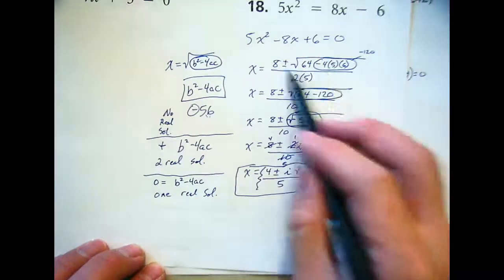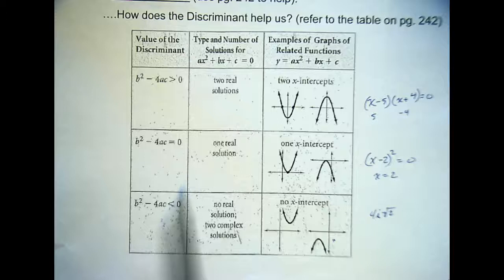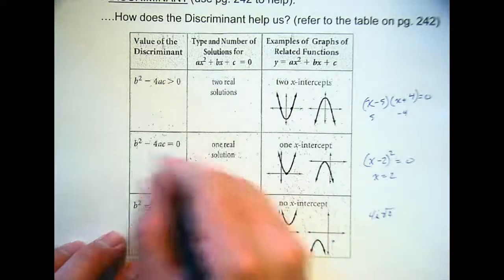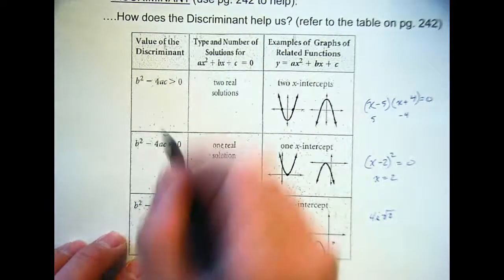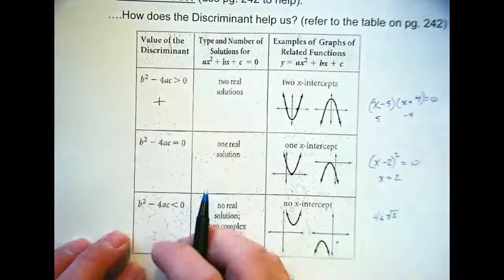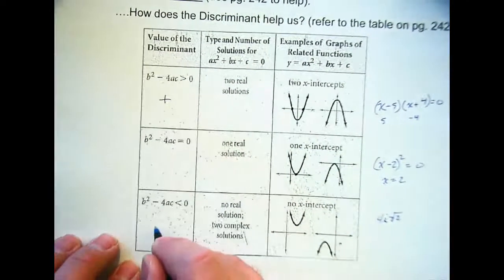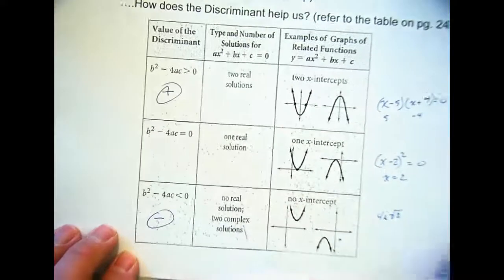So if you're summarizing your thoughts here, if b squared minus 4ac equals 0, it's 1 real solution. If b squared minus 4ac is greater than 0, or positive, there are 2 real solutions. If b squared minus 4ac is negative, then there are no real solutions, or there are 2 complex solutions. They're imaginary.